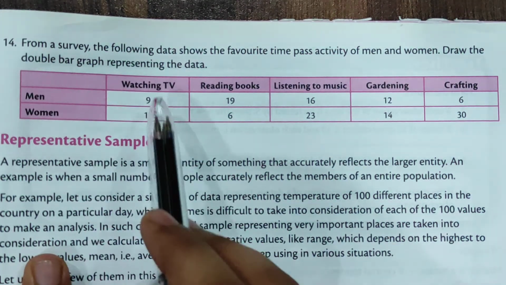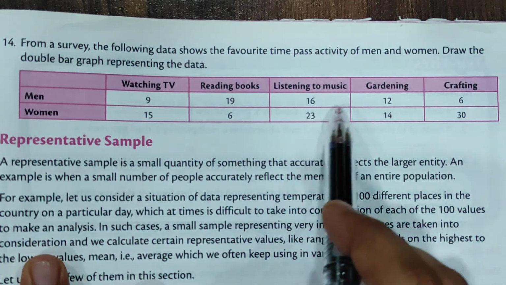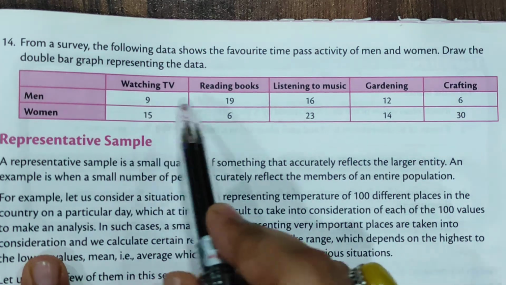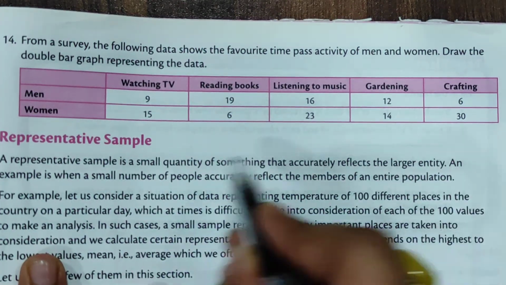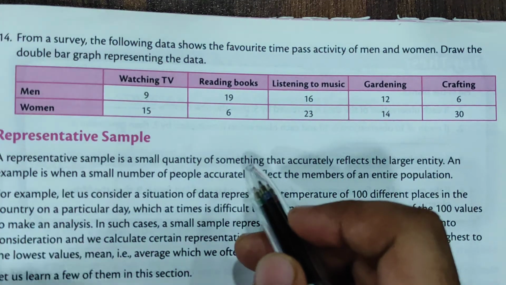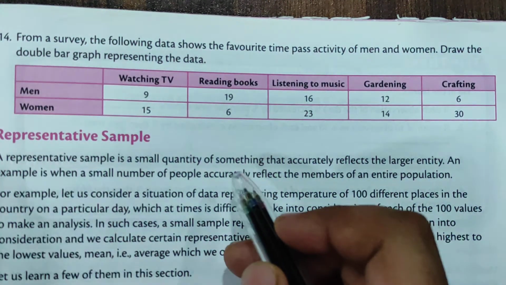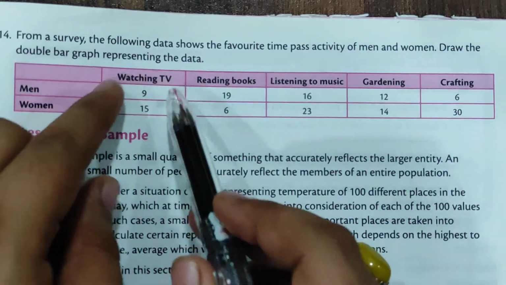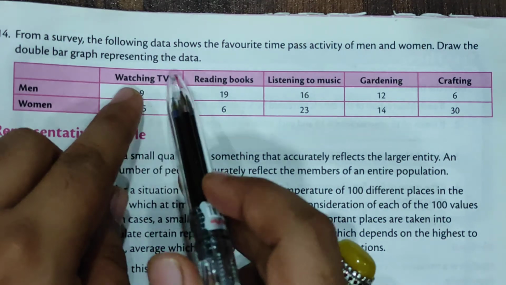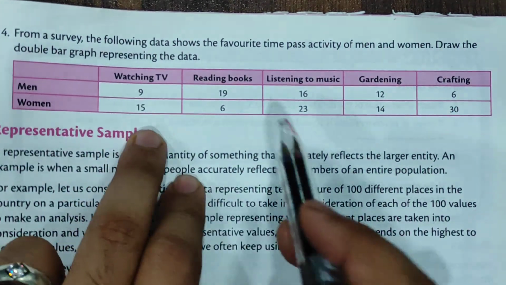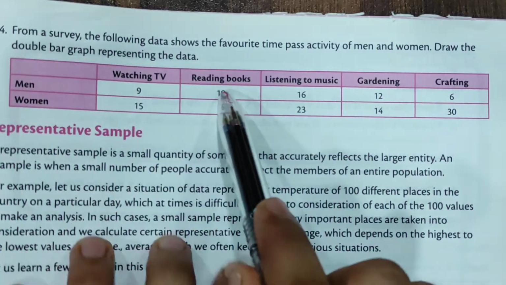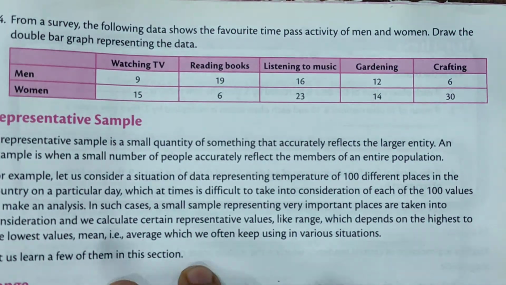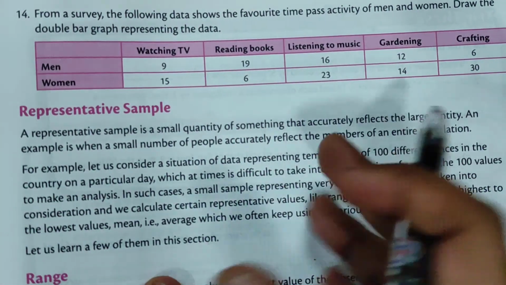So watching TV, reading books, listening to music, gardening, crafting. These are 5 activities. So the names of the activities will come on the x-axis, and the heights of the bars for men and women will be different. 9 men like watching TV, whereas 15 women like watching TV. For reading books, men are 19 and women are 6, and so on. So we need a double bar graph, or the other word for it is double column graph.